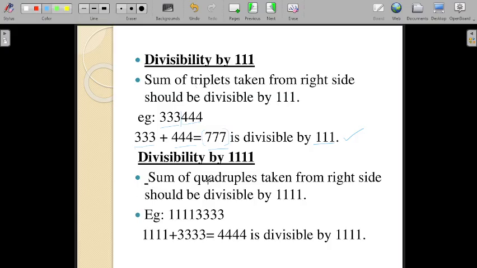Next, divisibility by 4 ones. Same here also. Since there are 4 ones, we need to divide this number into groups of 4 digits. Then we need to add them. The whole sum should be divisible by 4 ones. If the whole sum is divisible by 4 ones, then the whole number is divisible by 4 ones.